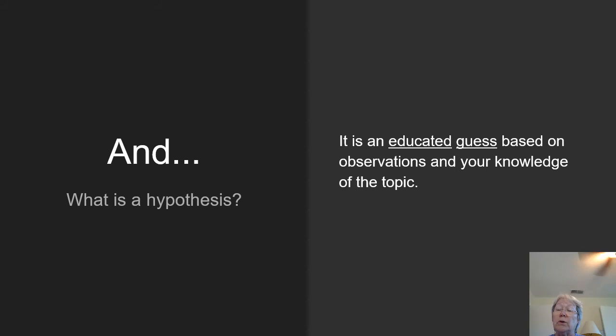And so they will then create a question which they develop a hypothesis for, and then they will develop an experiment to test their hypothesis. So a hypothesis is an educated guess, and the guess can be based on observations that you've made over a period of time or on research that you have done.